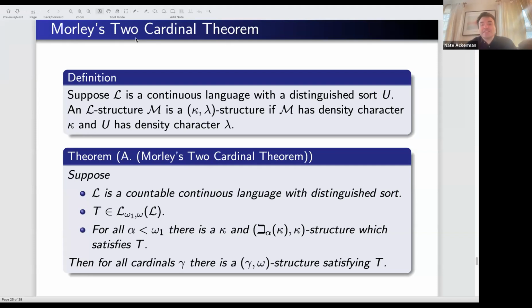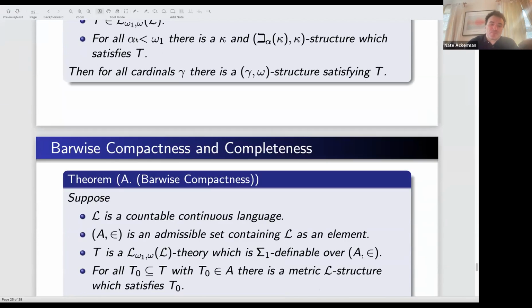So classically, we have Morley's two cardinal theorem, which says the classical analog of this. If I have a classical structure satisfying a sentence T of L omega 1 omega, and for all alpha less than omega 1 there's a structure of size Beth alpha, kappa, kappa that satisfies T, then for all cardinals gamma you have some structure of size gamma where your distinguished subset is only countable. And likewise, we have the similar sort of thing for the continuous version, but where instead of looking at size, we look at density character.